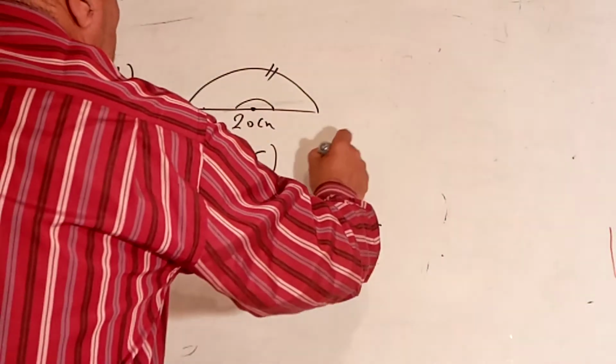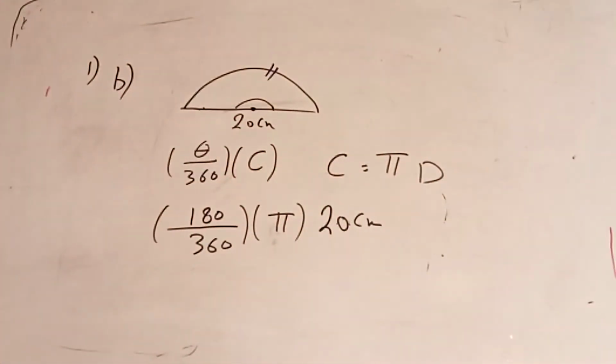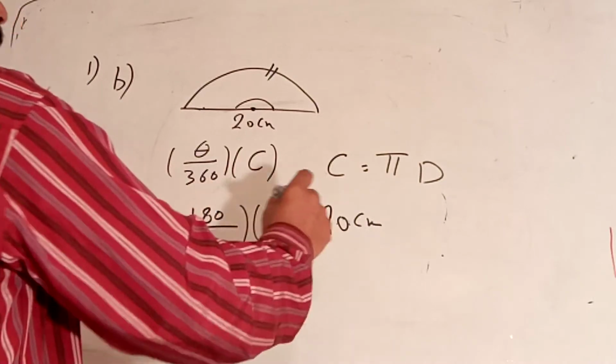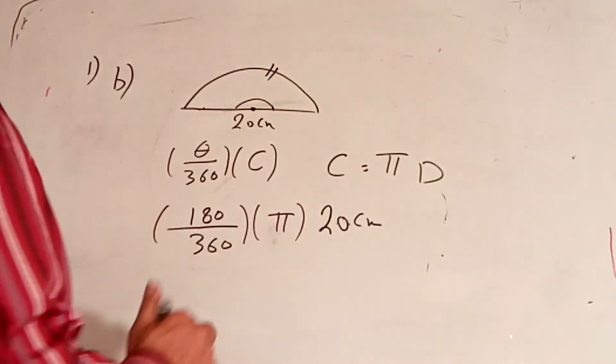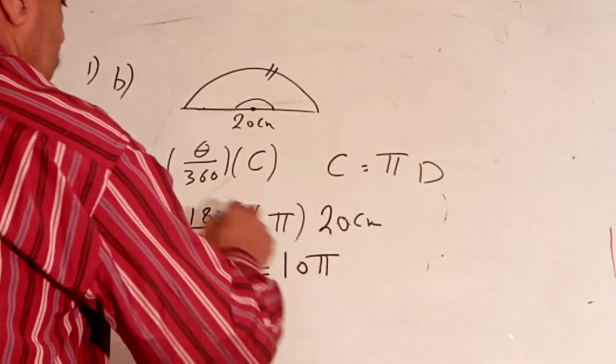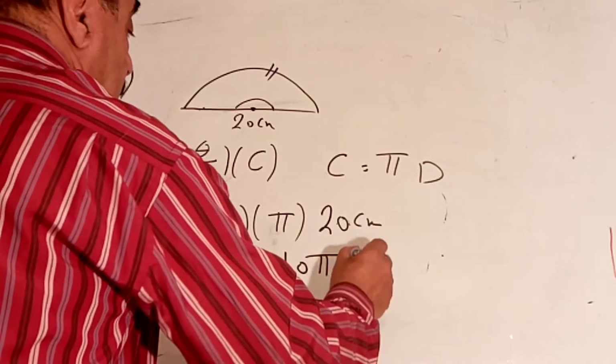Here, C, the circumference, is equal to pi multiplied by d. This is pi and this is d, so it's just normal multiplication. This will be half, of course 0.5. 0.5 times 20 will be 10, so it will be 10 pi centimeters.